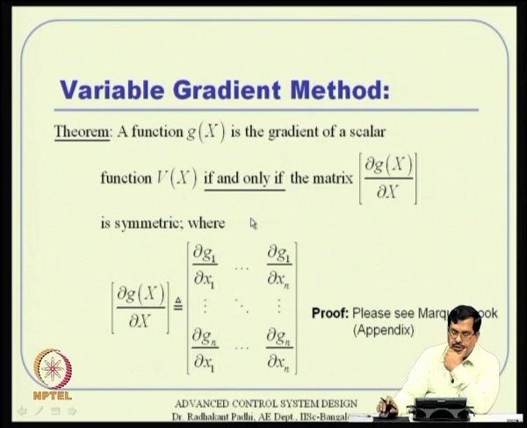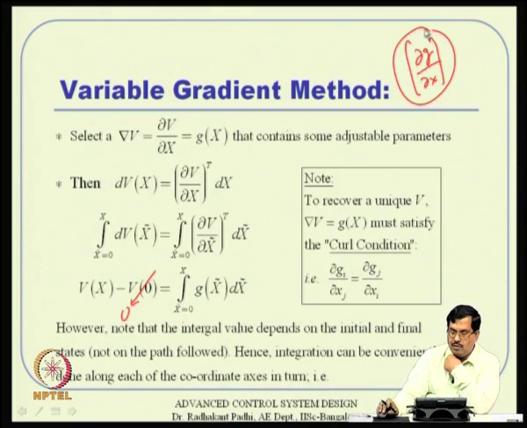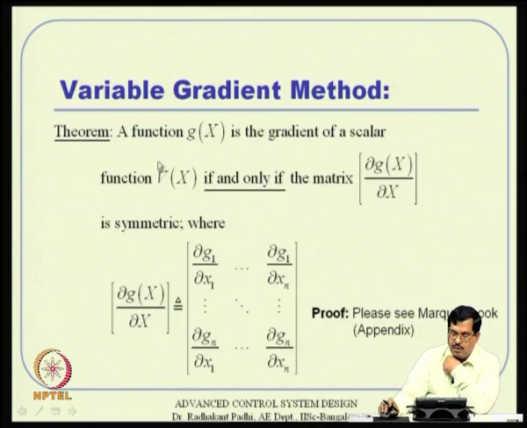Okay, so let us see this theorem. The function g of x is the gradient of a scalar function v of x if and only if the matrix del g by del x is symmetric. That is what I told you just now, this del g by del x matrix. In other words, this curl condition that we are talking about is nothing but the condition that del g by del x is symmetric, that is all it tells you.